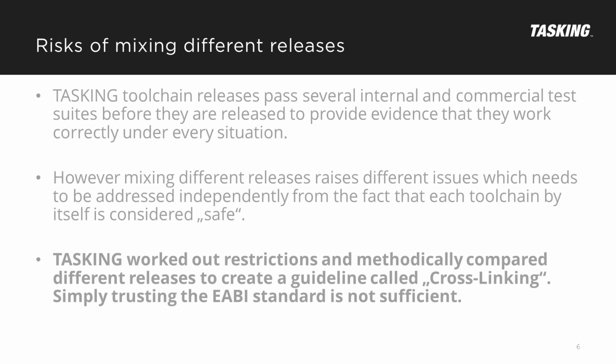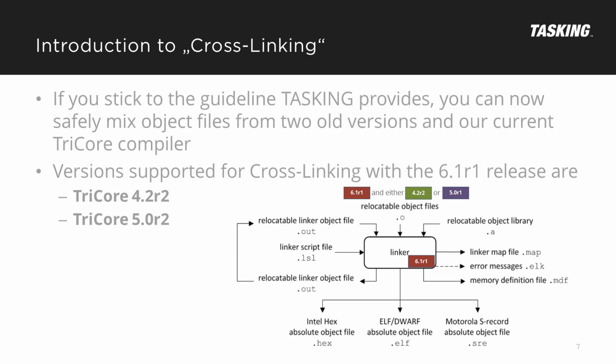So this is the problem, more or less. Each toolchain on itself is considered safe, but as soon as you mix them without taking care of every parameter, of every environment, of every use case, they can't be considered safe anymore as a whole. And this is where we are going to introduce cross-linking. So if you stick to the guideline TASKING provides, you can safely mix object files from two old versions on a current TriCore compiler. So this is the explanation for it.